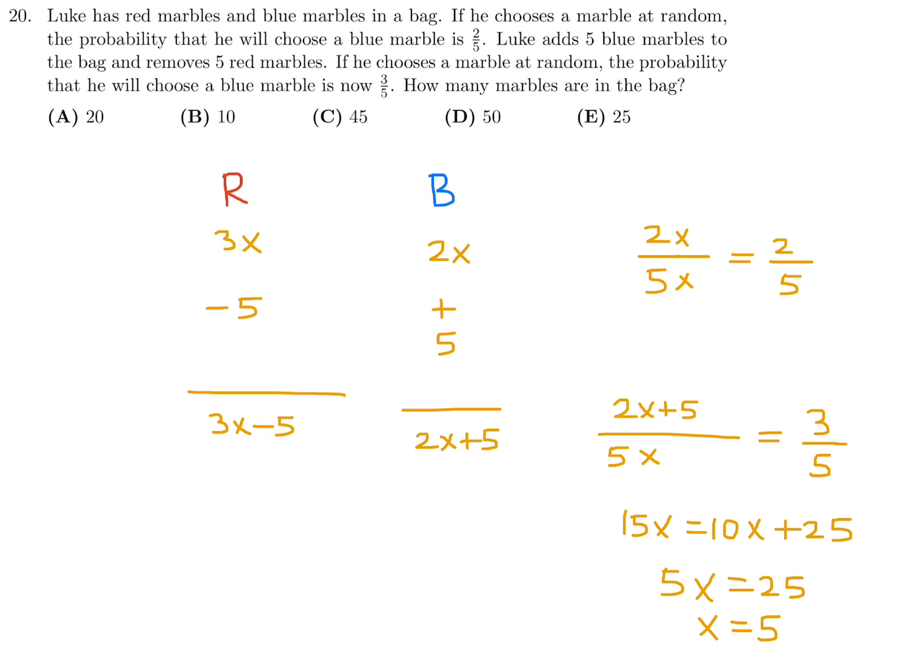So how many marbles are in the bag? Well, which bag are they talking about? Are they talking about initially or later? Interestingly, both scenarios, the total is 5x. So I guess it doesn't matter. If x is 5, then 5x is 25. So 25 marbles are in the bag in both scenarios, in the beginning and after the addition and subtraction. So number 20, the answer is E.